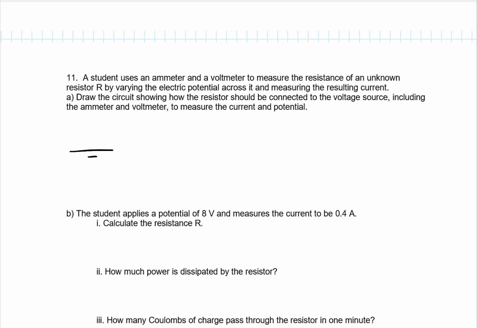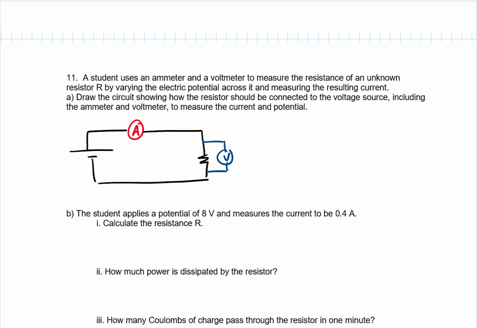Okay, so here's our voltage source. That's a battery. And then here's our resistor. If we want to measure the voltage, we want to look at both sides of that resistor, so we're going to put the voltmeter around the resistor. And if we want to measure the current, we want to get in the way of the current, so we'll put the ammeter in line in our circuit.